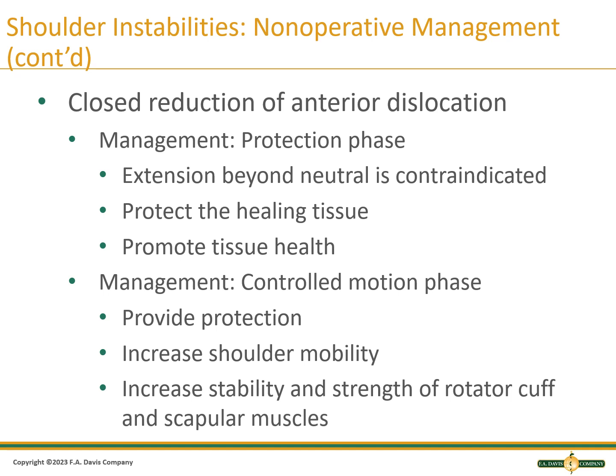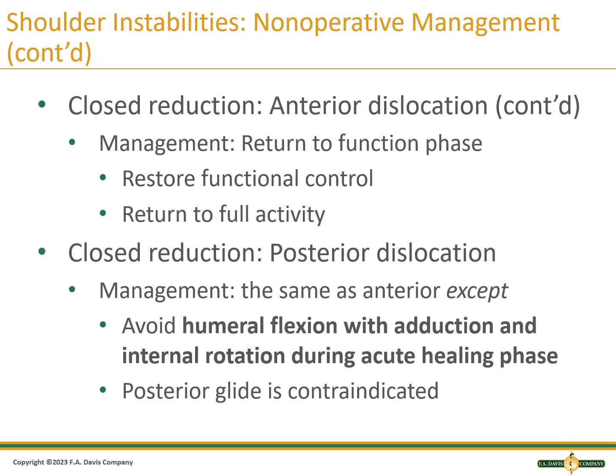During the controlled motion phase, we will provide protection, increase their shoulder mobility, and increase stability and strength of the rotator cuff and scapular muscles to decrease the requirements of the static stability structures within the glenohumeral joint. During the return to function phase, we're going to restore functional control and return to full activity.